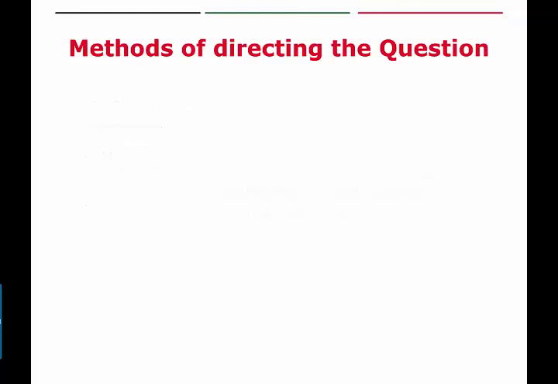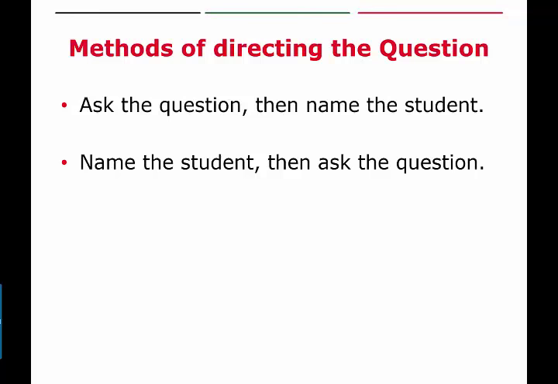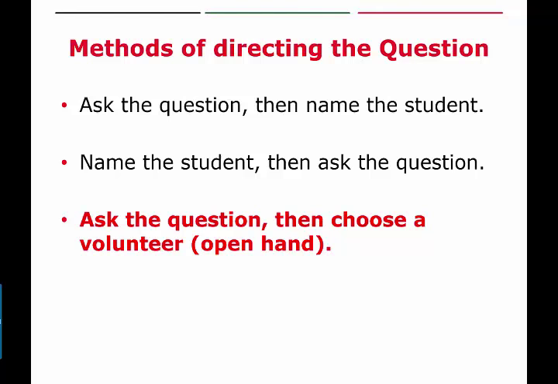Okay, so how to direct the question? There are different methods. Like ask the question and then name the student. So the question is, where does aldosterone work? Let me ask. Okay, Ali. Or name the student, then ask the question. Ali, how does antidiuretic hormone work on the kidney? Or ask the question, then choose a volunteer with the open hand technique.